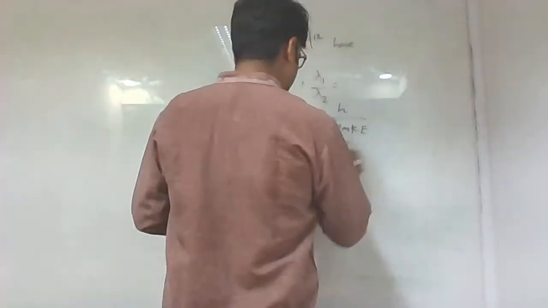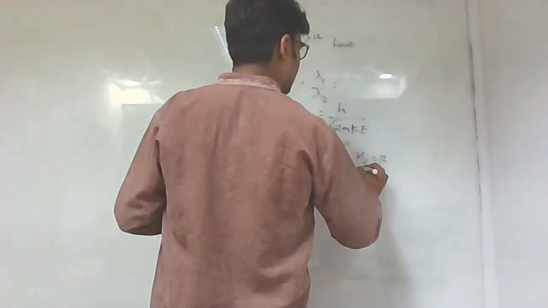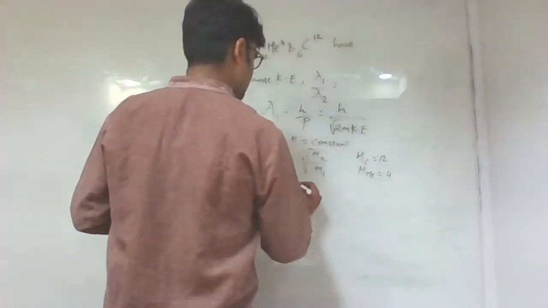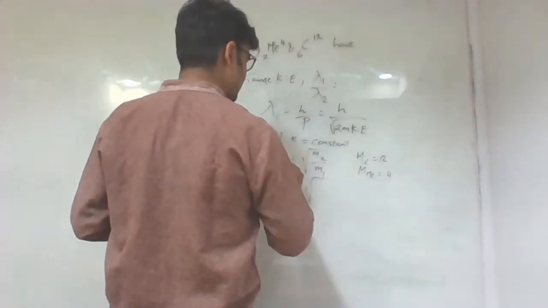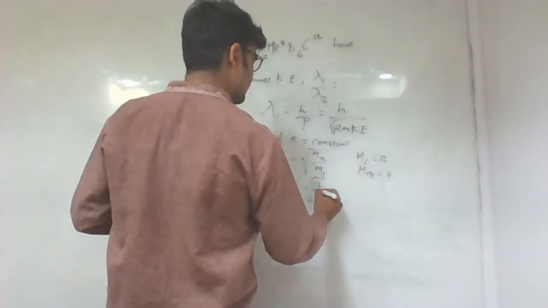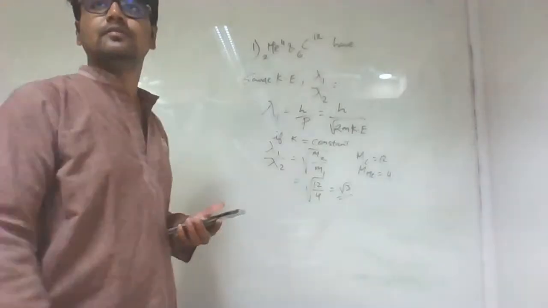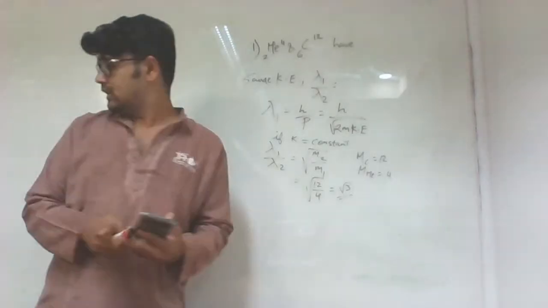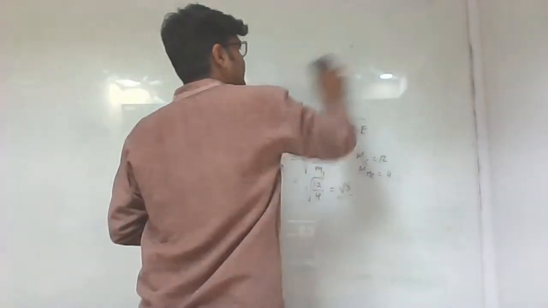So students, the molecular mass of carbon is 12, of helium is 4. So M2 is 12, M1 is 4, so you get lambda 1 by lambda 2 as root of 12 by 4. So this is the first question. Simple inverse ratio to the square root. Now we'll do the second question. I hope it's fine.